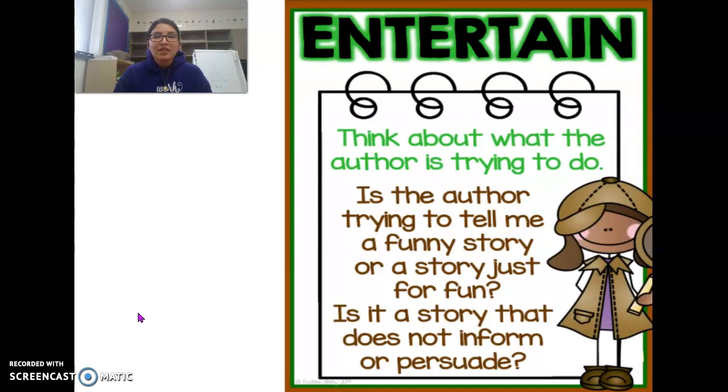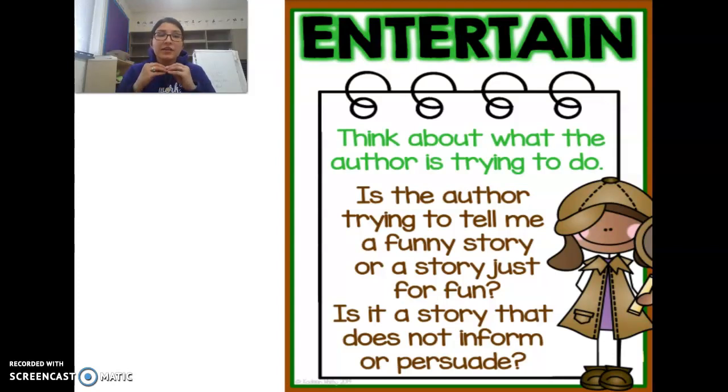Entertain. Think about what the author is trying to do. Is the author trying to tell me a funny story or a story just for fun? Is it a story that does not inform or persuade? If the answer is yes, then the story is probably meant to do what? Entertain you.